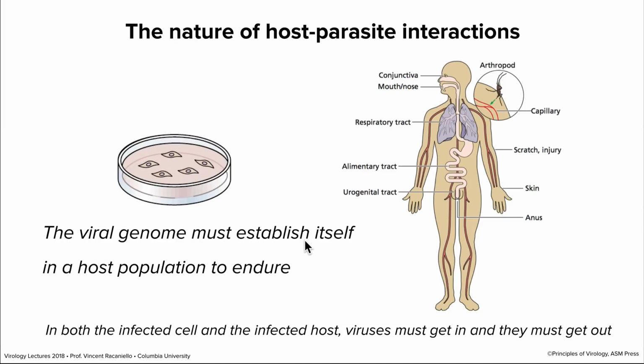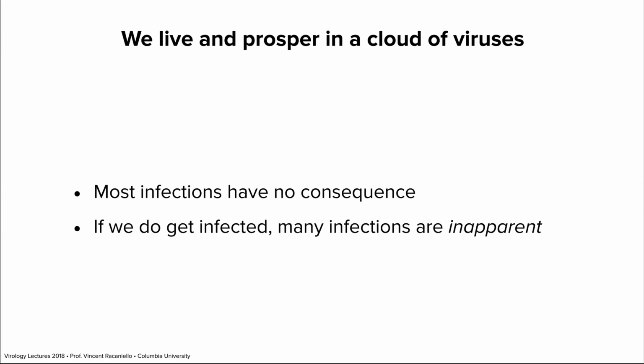In a host population, the viral genome must establish itself to endure. In a culture dish in the lab, it's a one-shot deal. You infect the dish, you harvest it for your experiment, and it's over. But in nature, viruses have to establish themselves, which means they have to find a new host after they're finished replicating in the first one. For both systems, though, a culture dish or an animal, what does hold in common is that viruses have to get in and they have to get out. We'll start talking about that today.